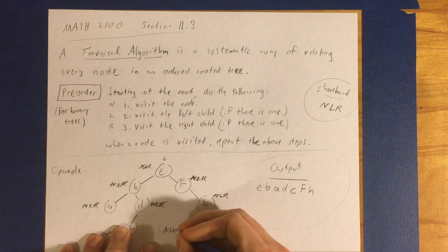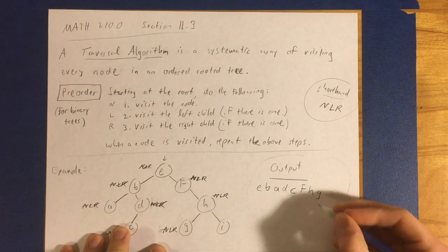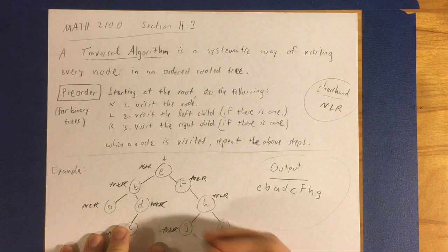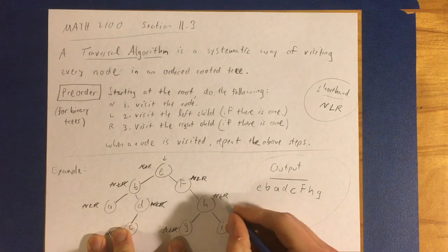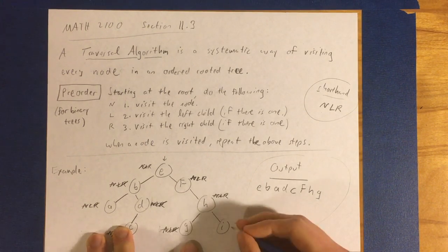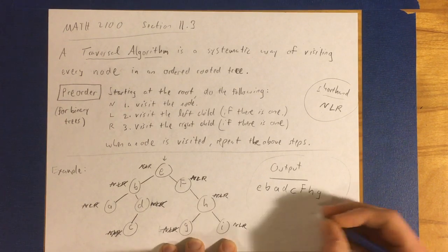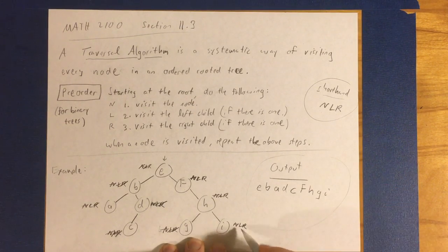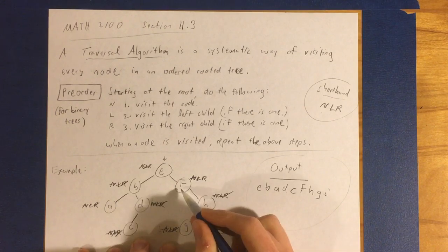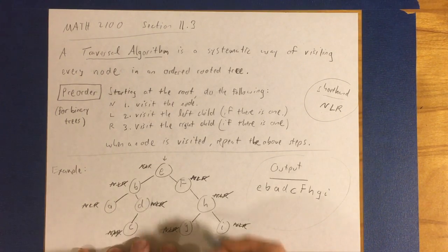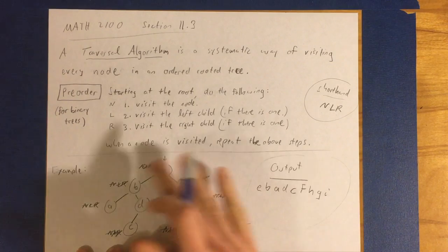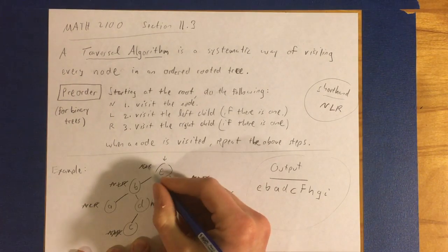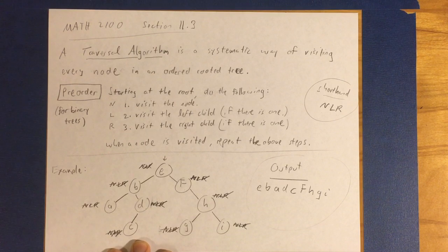G, visit yourself first. Visit your left child. Nope. Right child. Nope. And then go back up to H. All right, H, done with left. Now go to the right. Okay, I. NLR. Visit yourself. Left and right child? No, no. All done. Back up to H. H is done visiting its right child, and it returns to F. F is done visiting its right child. It returns to E. And now E is done visiting its right child, and the algorithm ends.